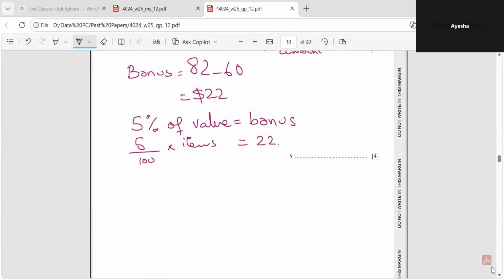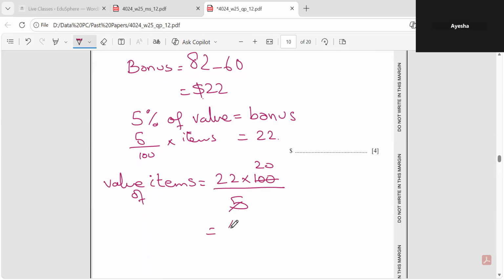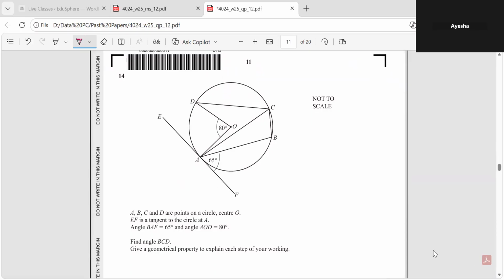So we are going to calculate it. 5 by 100 will go to the other side and it will be multiplied and divided accordingly. So the value of items he sold is equal to 22 times 100 by 5. Because 100 is divided here, on the other side it's multiplied. So 5 ones are 5, 5 20s are 100. So we multiply 20 with 22. We get the value of items that he sold is $440. Moving on to question number 14.